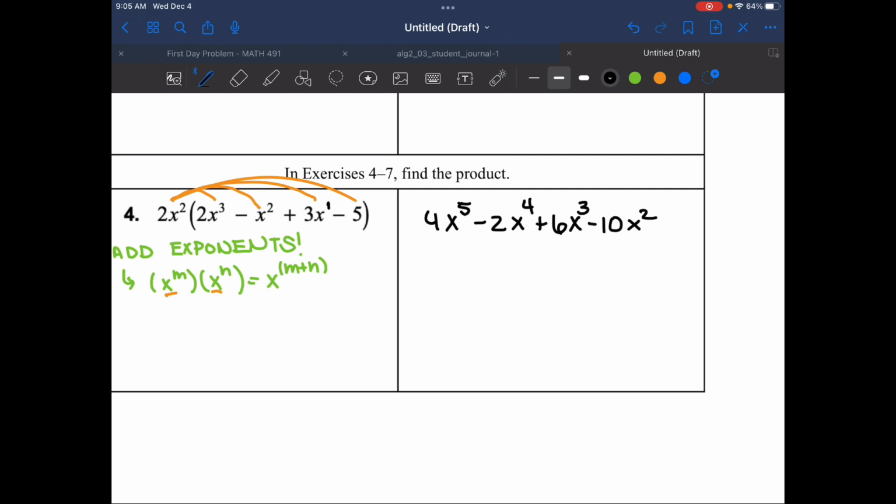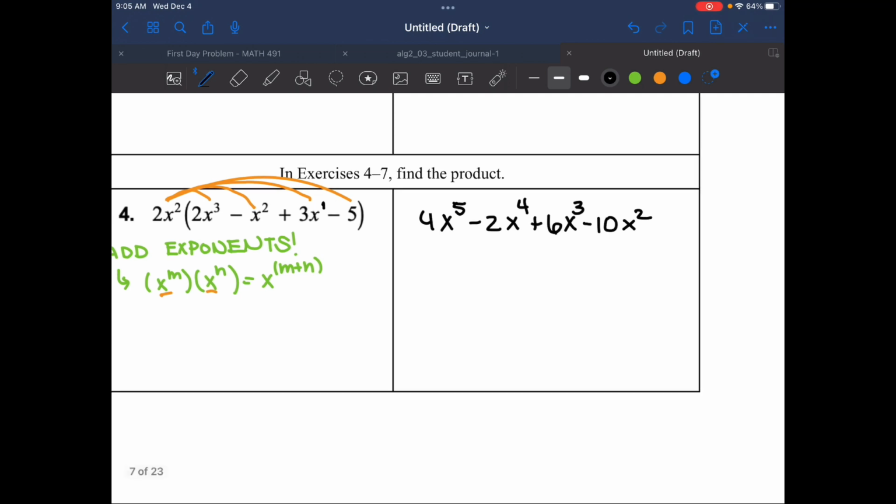I don't think there are any other exponents that we have to deal with here. Yeah, I think that's just about it.